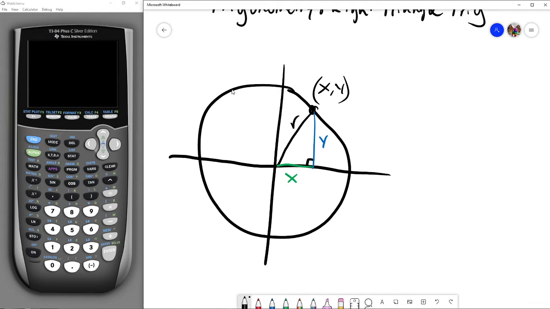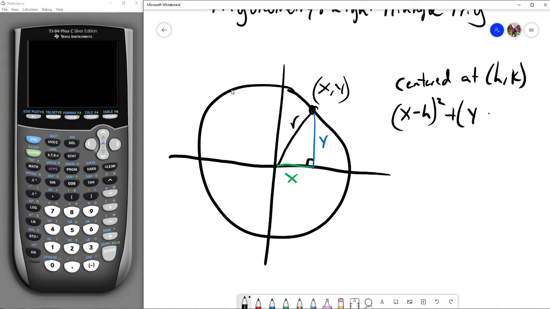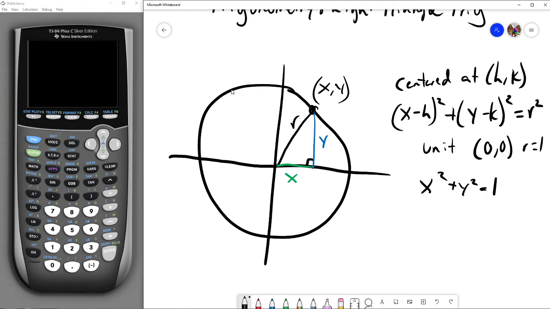In fact, if our circle is centered at some point (h, k), we knew that the equation of the circle was (x minus h) quantity squared plus (y minus k) quantity squared equaling r squared. For the unit circle, it was centered at the point (0, 0), and r was equal to 1. So we had x squared plus y squared is equal to 1.